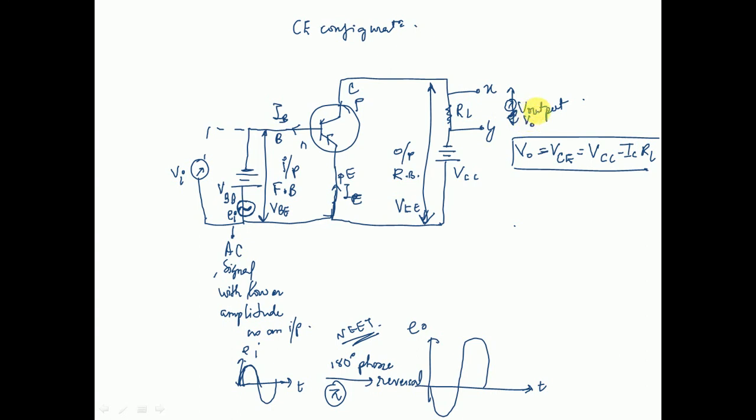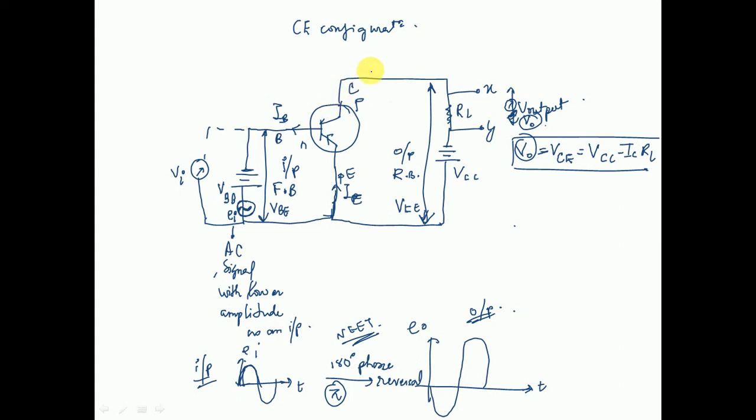This V naught is what we are talking about. This is your input signal and this is your amplified output signal. This is the function of this particular PNP transistor being used as a common emitter amplifier. Basically, you are taking the AC signal and superposing it onto a constant voltage which is VBB, and this results in an output voltage.